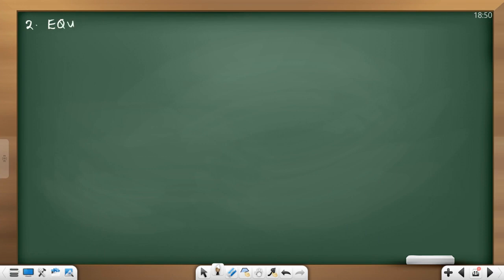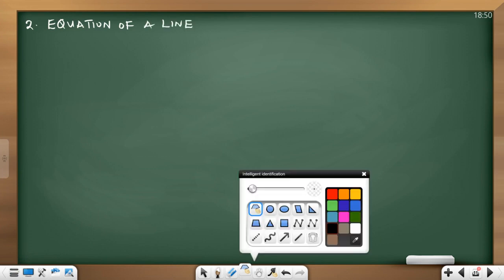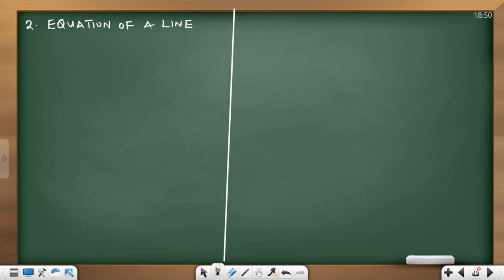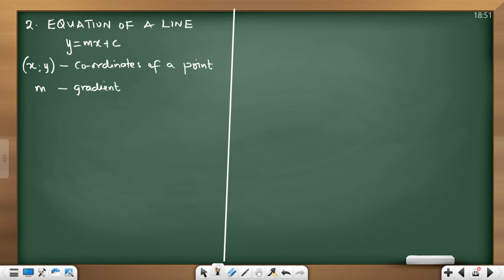Number 2 is equation of a line. Generally, we know what the equation of a line should be. The equation of a line is y equals mx plus c, where x and y would be the coordinates of a point, where m would be our gradient, and then c is known as the y-intercept. And I'm sure we remember what the y-intercept is. That is the point where the graph touches the y-axis.